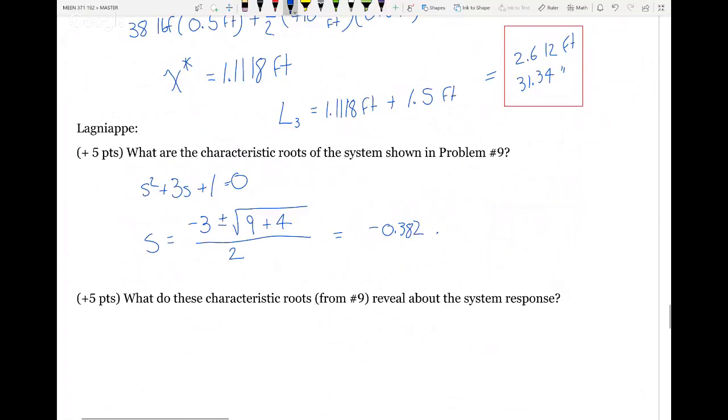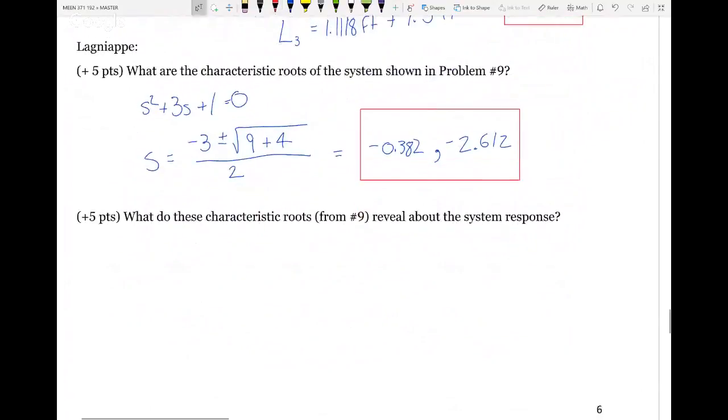It tells us that our roots are going to be -0.382 and -2.612. Those are going to be our roots. And since they are real and distinct, then we know that this is going to decay and it's not going to oscillate.